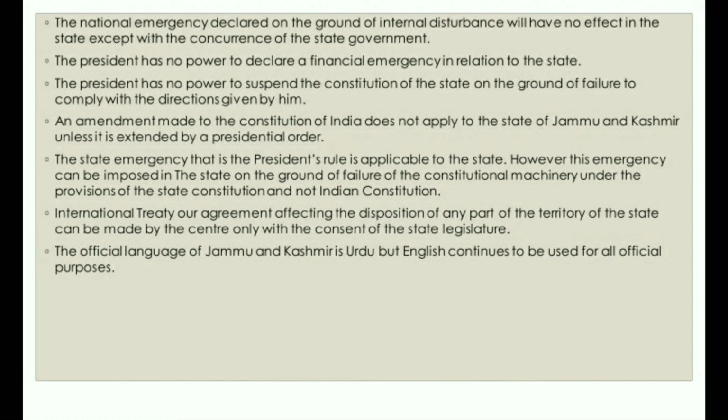An amendment made to the Constitution of India does not apply to the state of Jammu and Kashmir unless it is extended by a presidential order. The state emergency, that is the President's rule, is applicable to the state. However, this emergency can be imposed in the state on the ground of failure of the constitutional machinery under the provisions of the state constitution and not the Indian constitution. An international treaty or agreement affecting the disposition of any part of the territory of the state can be made by the centre only with the consent of the state legislature. The official language of Jammu and Kashmir is Urdu, but English continues to be used for all official purposes.